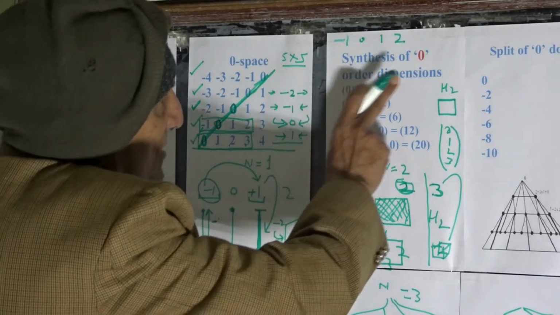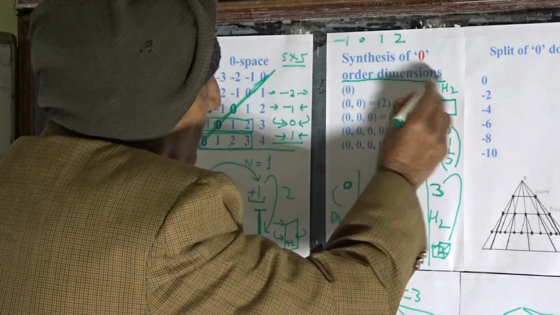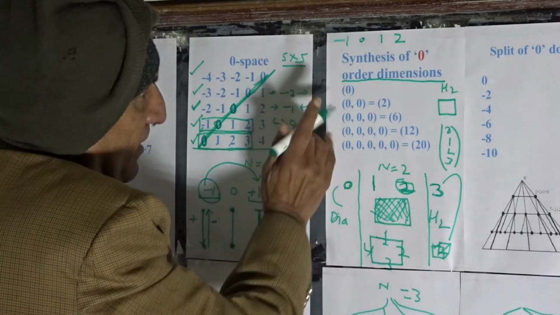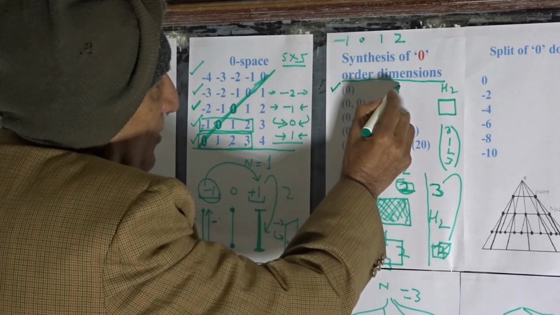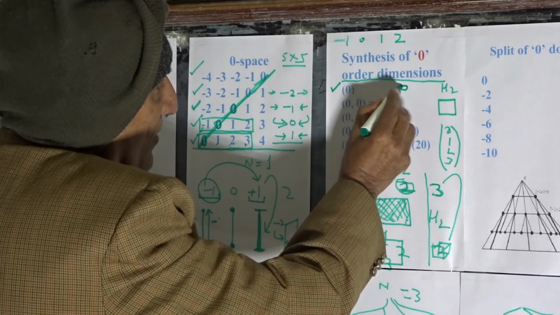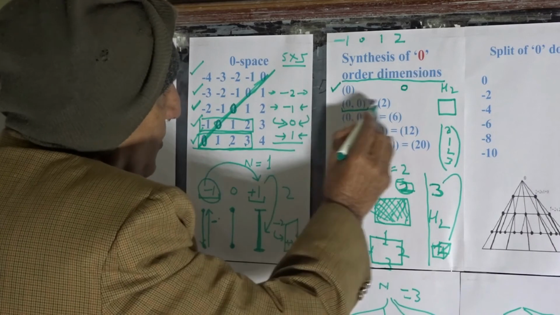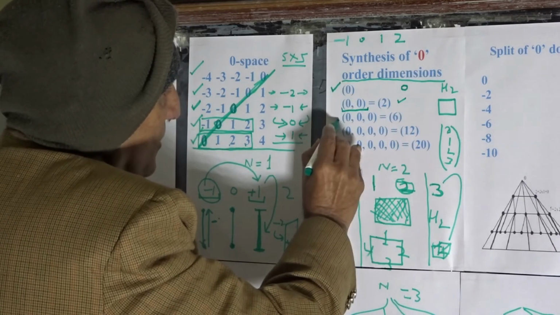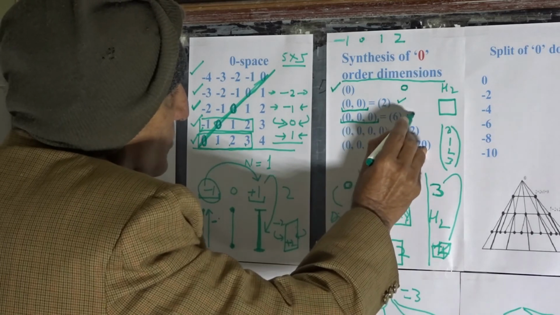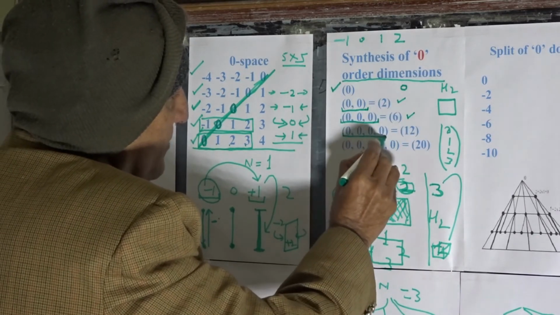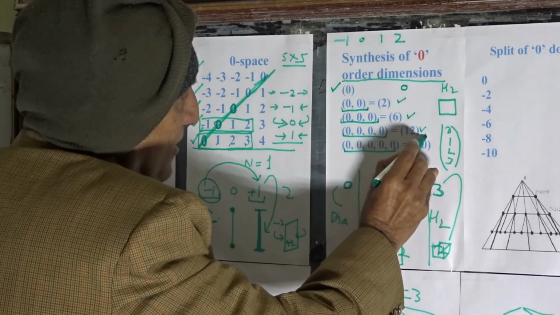Therefore, synthesis of Euro order as dimensions becomes the central theme. If there is a single dimension of Euro order, the value remains 0. However, when there are a pair of dimensions of order 0, the value becomes 2. The triple dimensions of Euro order give us value 6. Quadruple give us value 12. And penta give us value 20.